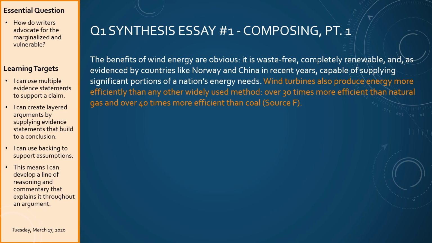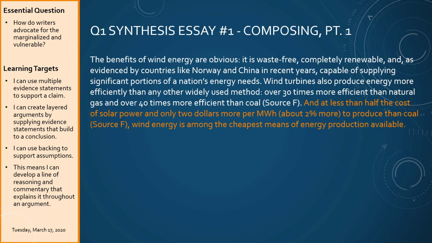Wind turbines also produce more energy more efficiently than any other widely used method, over 30 times more efficient than natural gas and over 40 times more efficient than coal. And you see I've cited source F in parentheses there. Moving on, I cite another bit of information from source F, and at less than half the cost of solar power and only $2 more per megawatt hour, that's about 2% more to produce than coal, that's from source F, wind energy is among the cheapest means of energy production available.